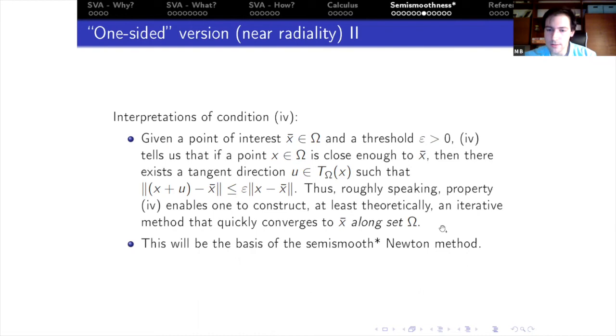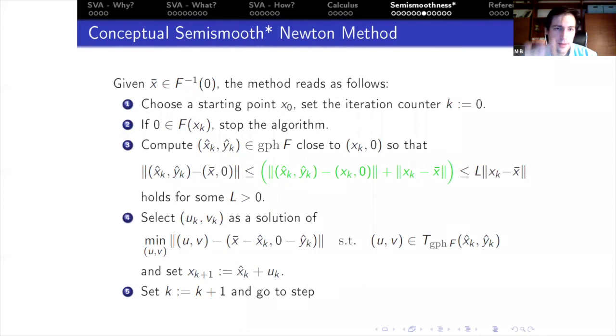And this is the basis of the semi-smooth star Newton method, and here is just an outline of how one could do that. We start somewhere. If we are at the solution, of course, we stop. In order to do anything, we have to project to the graph, but the projection doesn't have to be precise at all. Then if we are at the graph, we can just select this direction, uk, vk, as a solution of such a problem, and go. Of course, this is really just a conceptual thing, because to define this you need to know the solution, which you don't know. But this is something that can be very easily understood.